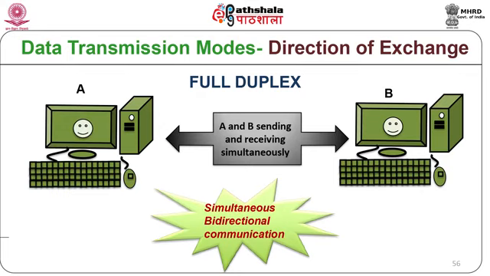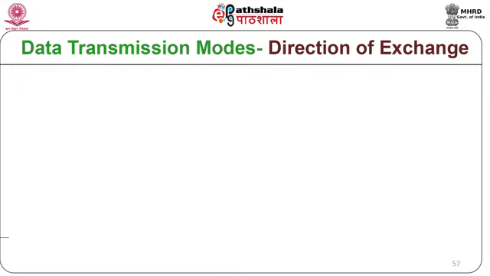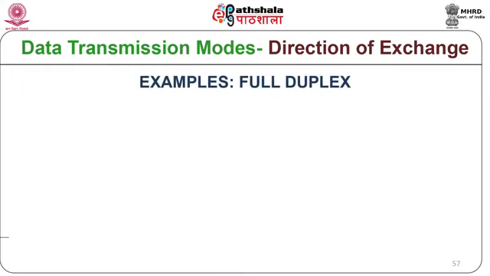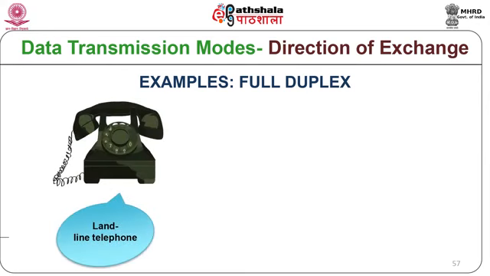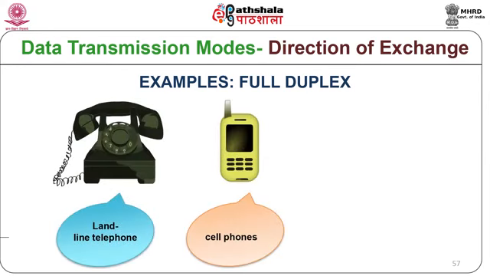In full duplex transmission, the channel capacity is shared by both communicating devices at all times. The best example of full duplex communication is the telephone network. When two persons talk on a telephone line, both can listen and speak simultaneously.